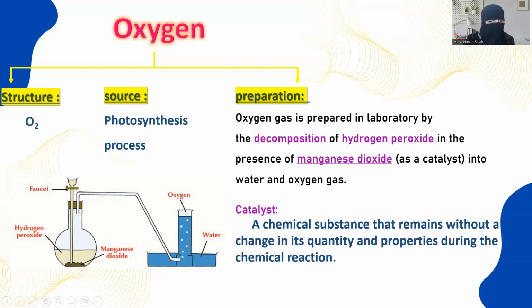So manganese dioxide, what is it? A catalyst. Why do we use this catalyst? To just facilitate the reaction and make it go faster. So a catalyst is a chemical substance that remains without any change in its quantity or properties during the chemical reaction, but it just facilitates the reaction or makes the reaction go faster.